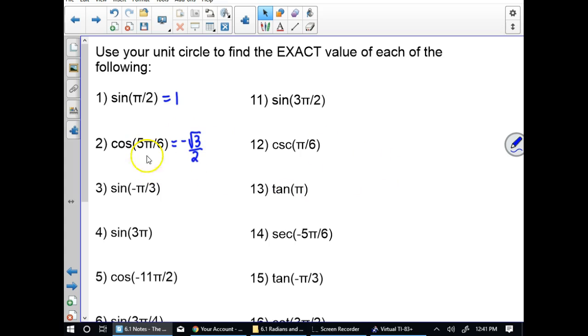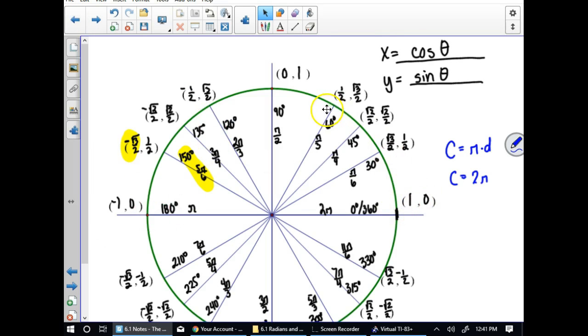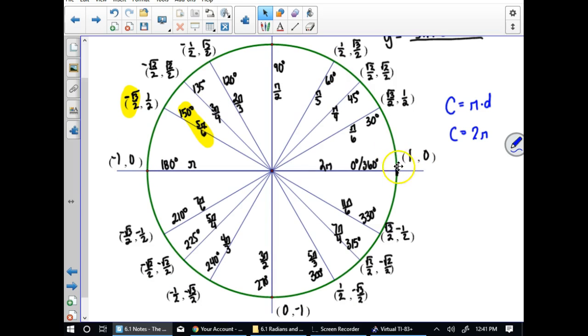Okay? Alright. Now, this next one's a little trickier because negative pi over 3 is not on our unit circle. But pi over 3 is on our unit circle at 60 degrees. Right? So the unit circle goes in a counterclockwise direction. If I have negative values, it tells me to go the opposite direction. So rather than being 60 degrees in the counterclockwise direction, if I go 60 degrees in the clockwise direction, it gets me here to 300 degrees or 5 pi over 3.